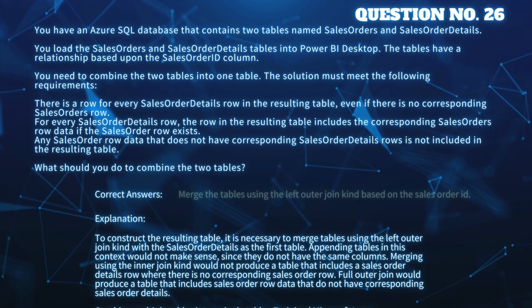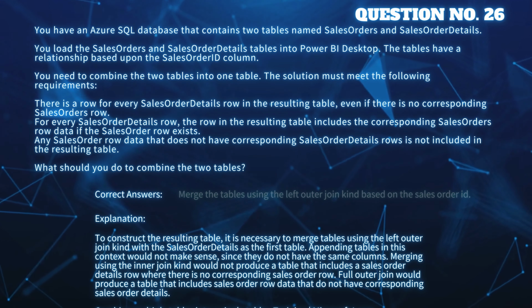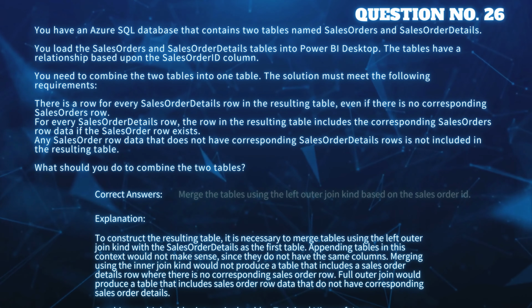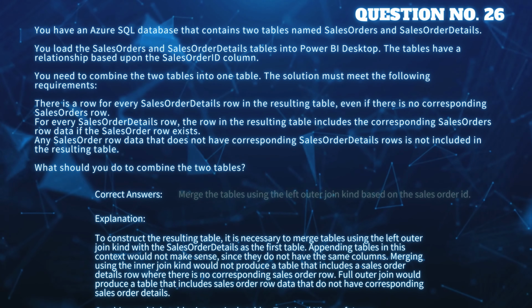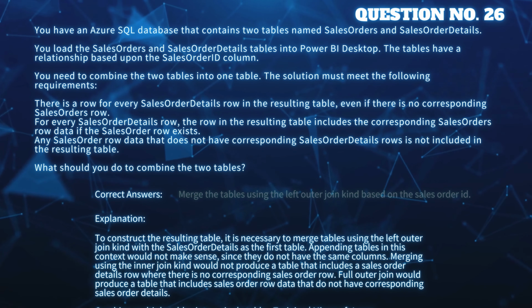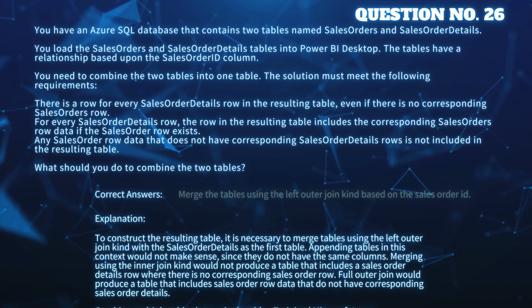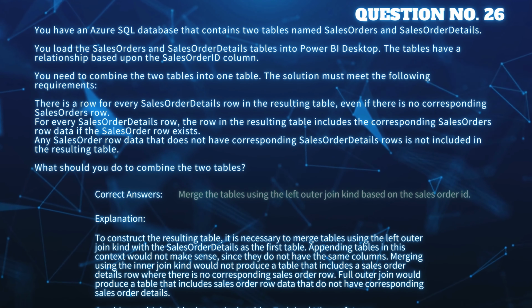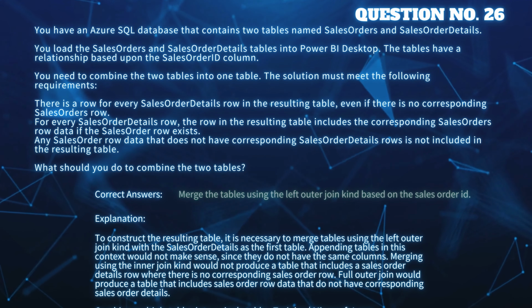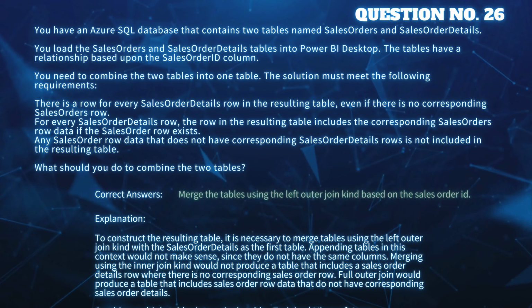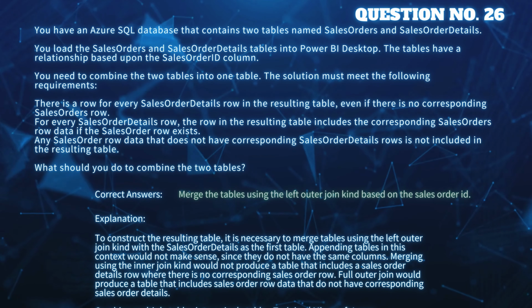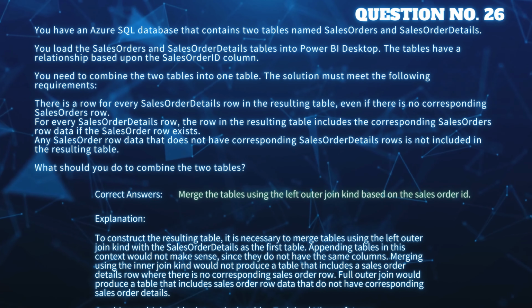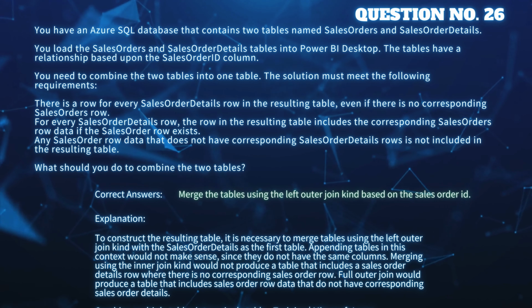Explanation: to construct the resulting table, it is necessary to merge tables using the left outer join kind with the Sales Order Details as the first table. Appending tables in this context would not make sense, since they do not have the same columns. Merging using the inner join kind would not produce a table that includes a Sales Order Details row where there is no corresponding Sales Order row. Full outer join would produce a table that includes Sales Order row data that do not have corresponding Sales Order Details.